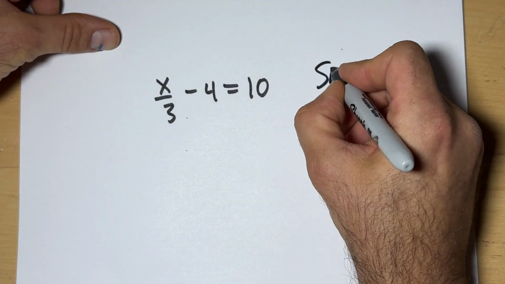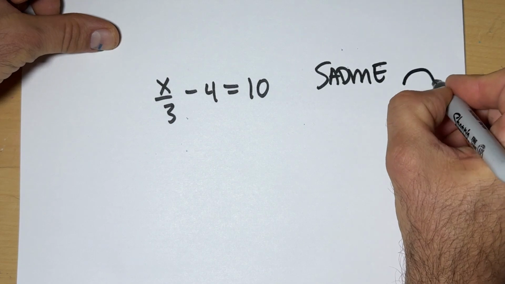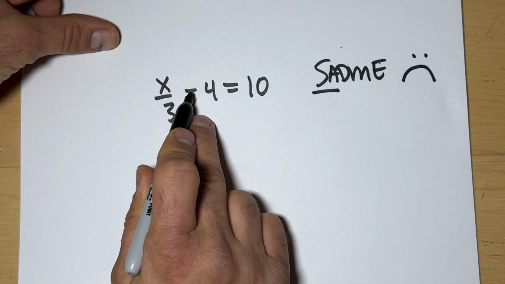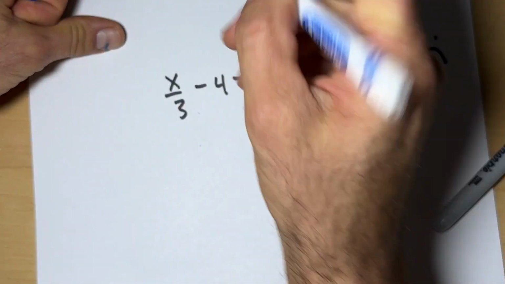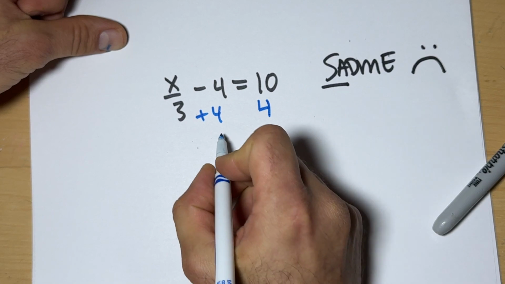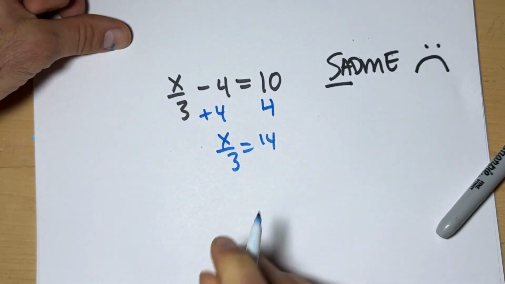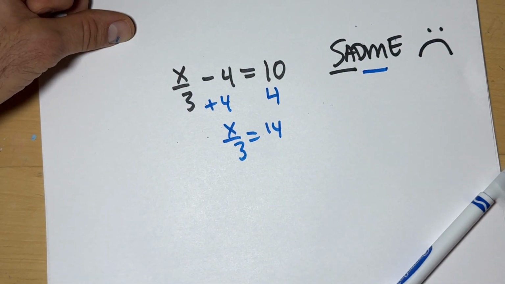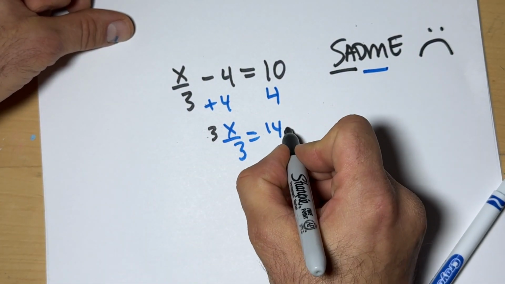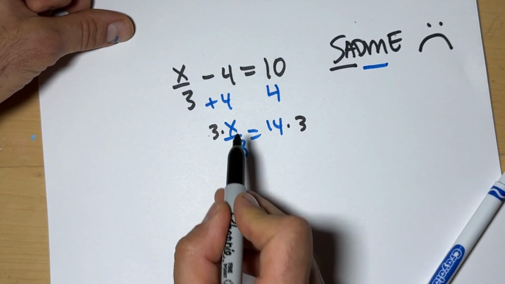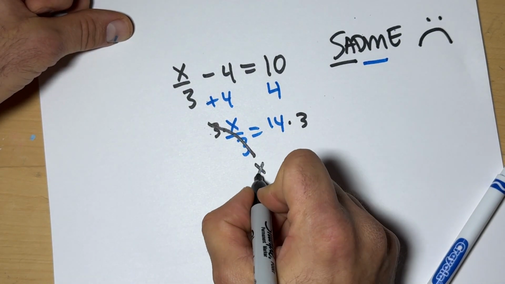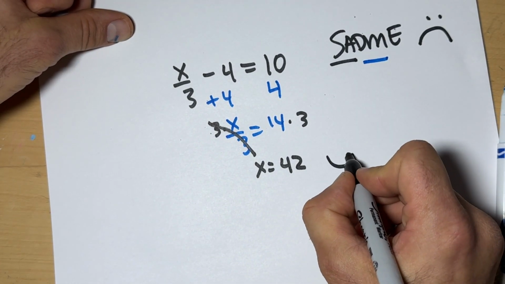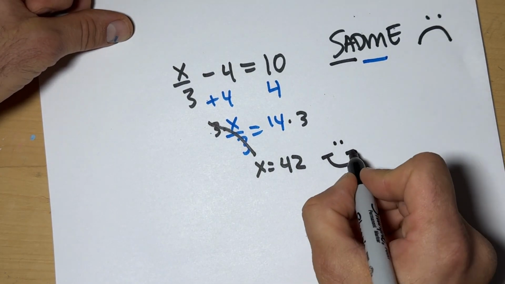I don't know how to solve this. SADME. Well, let's do the adding and subtracting first. x divided by 3 minus 4. Let's work with the minus 4. Let's add 4. x divided by 3 equals 14. Now let's look at the multiplying and dividing. x divided by 3. What's the opposite? Times. Let's multiply both. So 3 times x, but divided by 3 cancels. Sad me is now happy me. I was able to solve it.